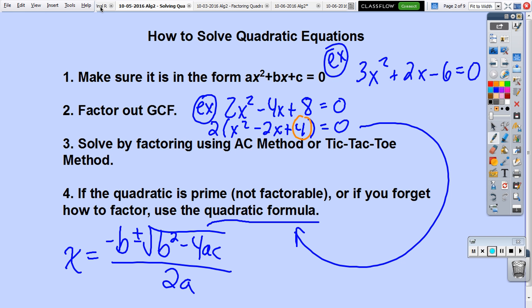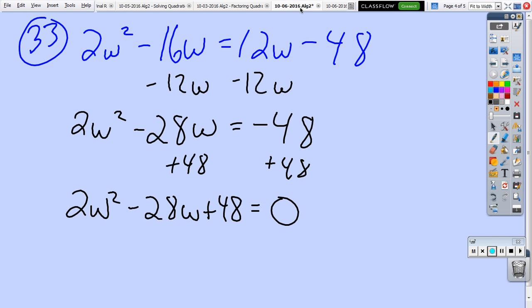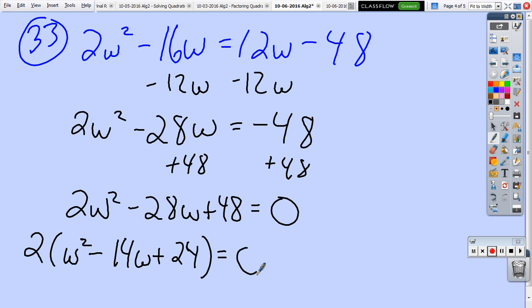Number 2, factor out GCF. This step is not necessary, but I list it because it does make it smaller values to deal with. So I want you to understand you can go straight to tic-tac-toe, no problem. There's nothing wrong with that. But I'm going to, because I can, just factor out a 2 and make it with smaller values so you have this. And then you can just do tic-tac-toe with that.